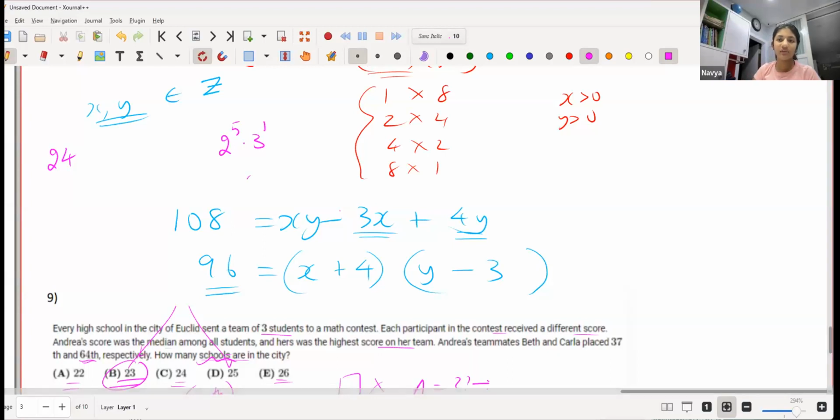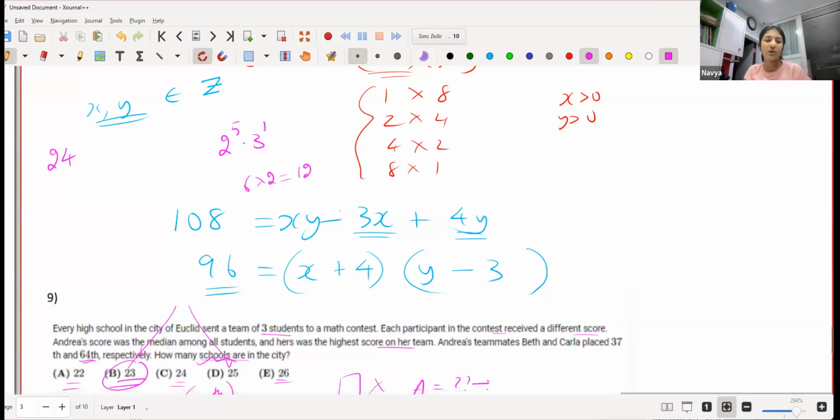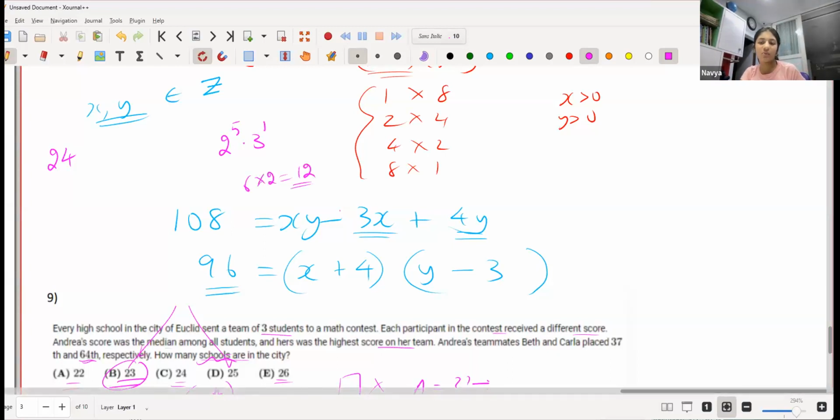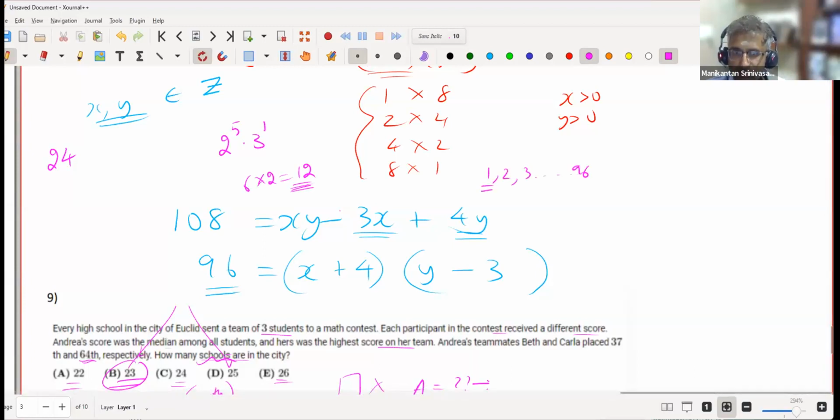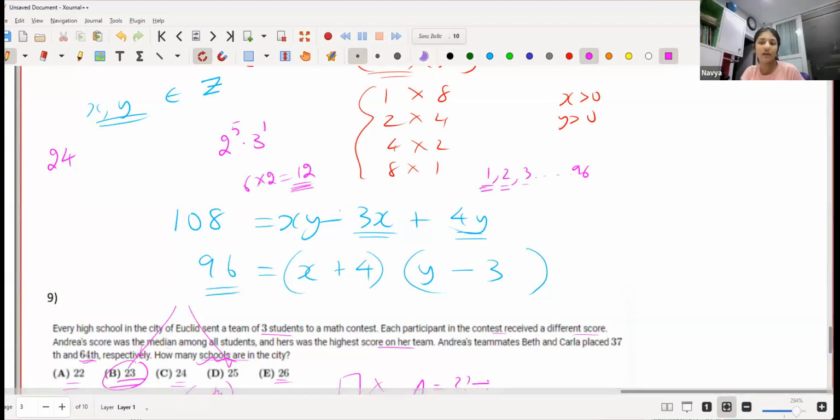So 96 is 12 factors. And then it asks for ordered pairs. So x comma y and y comma x will be different. No, but it has 12 factors, right? So the 12 factors include 1, 2, 3, all the way till 96. So x plus 4 can be 1, or x plus 4 can be 2, or x plus 4 can be 96. Therefore, there's only 12 different, no?